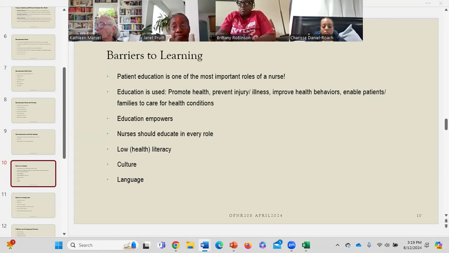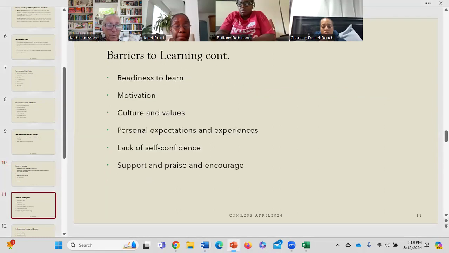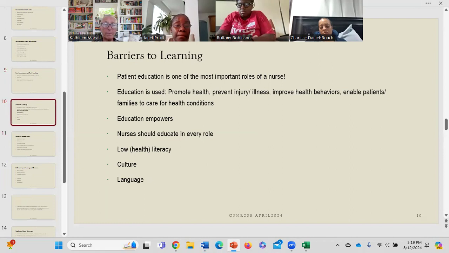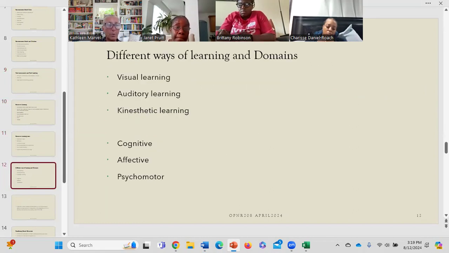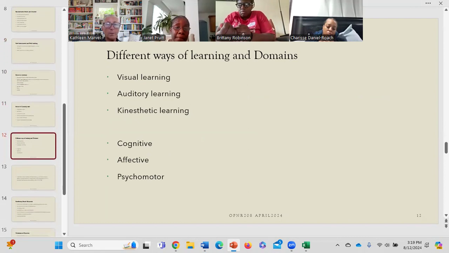Okay? We talked about assessing the readiness to learn with motivation. We talked about lack of self-confidence. Here are our barriers: readiness to learn, motivation, cultures and values, personal expectations and experiences, lack of self-confidence, and we want to be supporting and praising. Okay, I just want to focus on this.